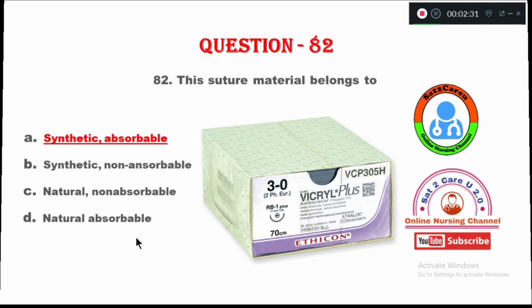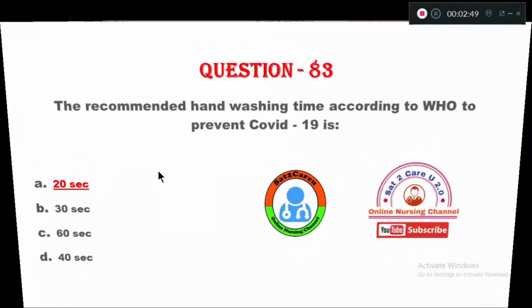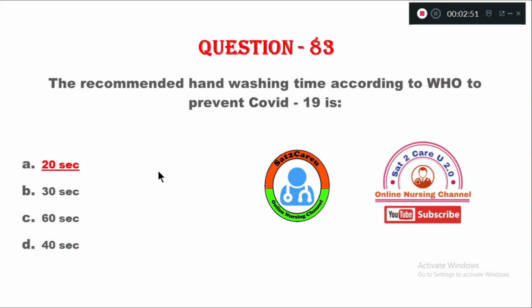Now let's see question number 83. The recommended hand washing time according to WHO to prevent COVID-19 is option A, 20 seconds, B, 30 seconds, C, 60 seconds, D, 40 seconds. The right answer is option A, 20 seconds.